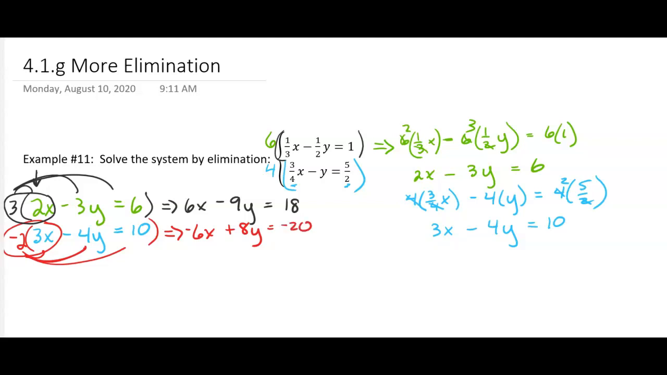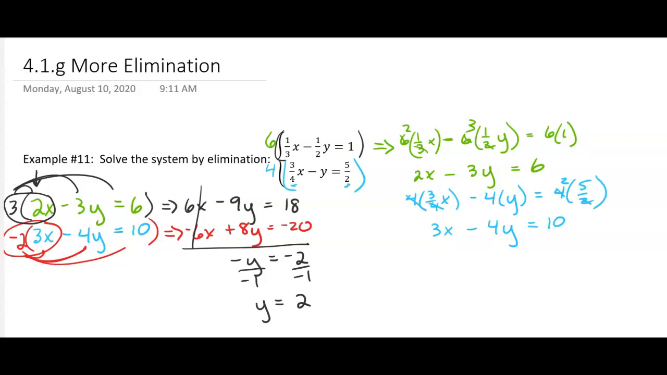Okay, great. So let's go ahead and add these together and see what we get. 6x minus 6x, those are out. That's the eliminating part. And now I get a negative y, negative 1y if you want to put a 1 there. And then 18 and negative 20 is negative 2. Okay, I'll divide both sides by negative 1. And so I get y equals 2.